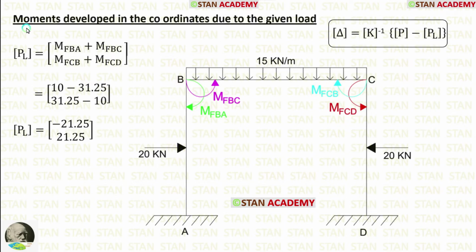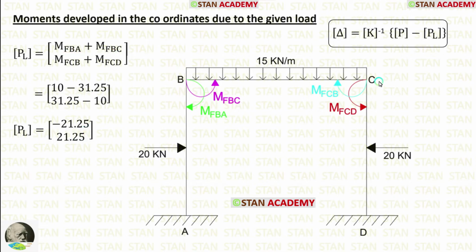We know that PL matrix is the moments developed in the coordinates due to the given load. In this analysis, there are two coordinates. The coordinates are in the point B and in the point C. The first coordinate is in the point B. In the point B, we have found two fixed end moments, M of BA and M of BC. We have to add both of them. After adding, we are getting minus 21.25.